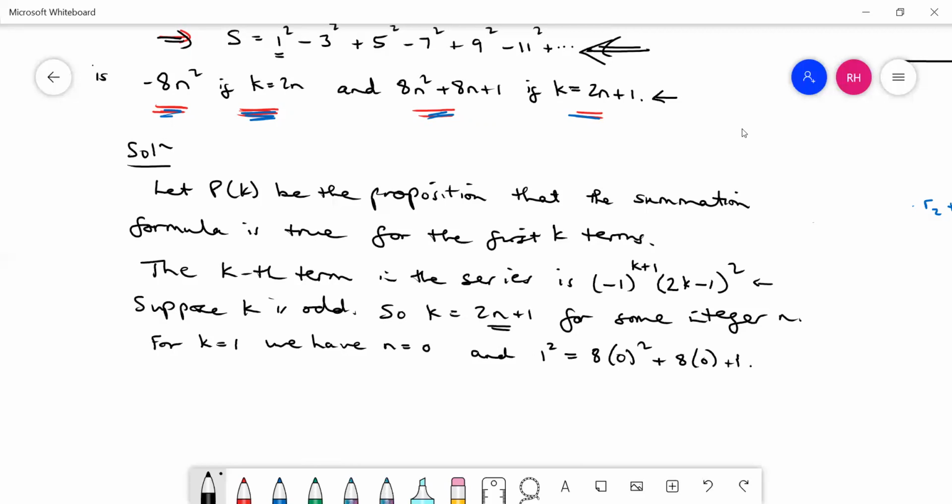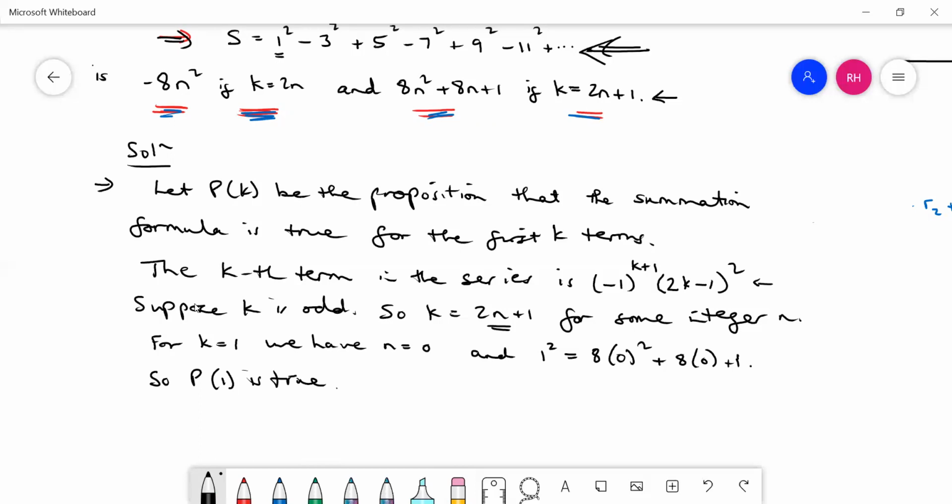So I suppose what I've shown is that P1 is true. Remember, we defined P back here: the proposition that the summation is true for the first one term. So P1 is true. Okay, good. So we've done that initial step.